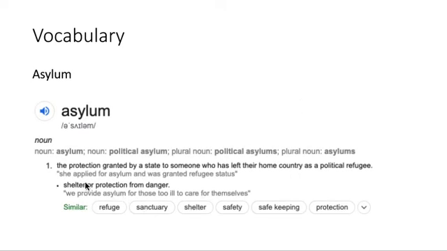The second word is asylum. Asylum is the protection granted by a state to someone who has left their home country as a political refugee. So if someone's seeking asylum, they're looking to go into a state or a country because they can no longer stay in their own country for a little while. I think this second example explains it really well. Asylum is shelter or protection from danger. So if you've heard the phrase asylum seeker, it's someone who's looking for protection from danger.